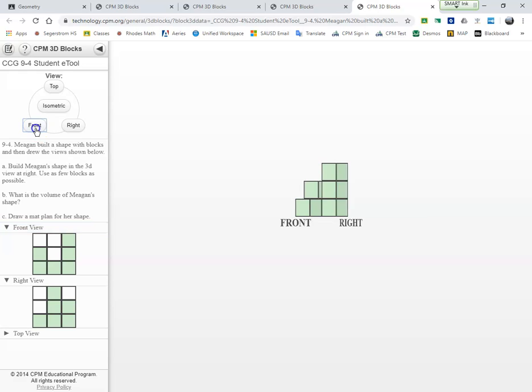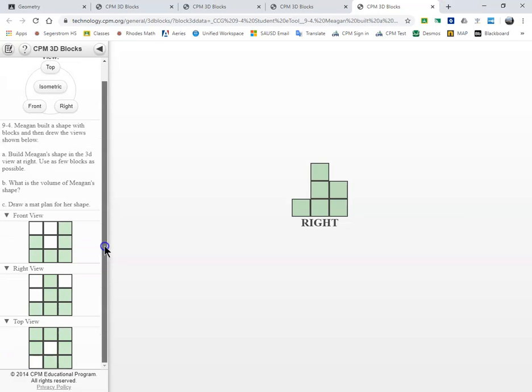Front, check. Right view, check. So if we can't see it, what do you do with that top view? That's something to think about. If we remember, the only thing we can't do is change the way it looks.